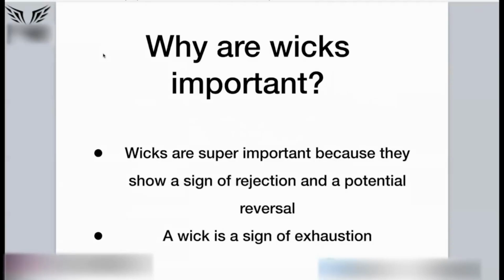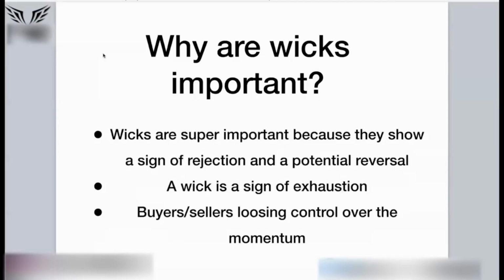A wick is a sign of exhaustion, meaning that when price goes up to an area and we start seeing that it gets pushed down or pushed up, it's actually showing rejection and showing exhaustion. Price is getting tired, buyers or sellers are losing power, and the opposite are taking control. So it's very important when we see a wick that we try to implement it right away into our confluences and our structure knowledge. Buyers and sellers are losing control over the momentum.